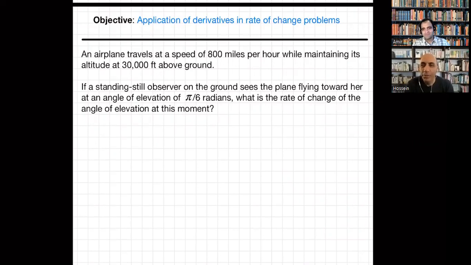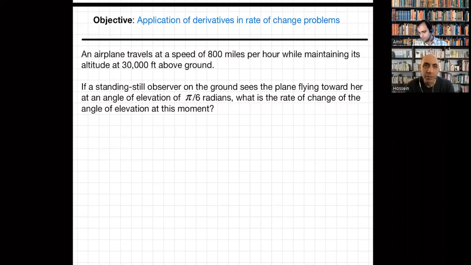So Amir, I have a problem for you today. It's about derivative in calculus. This time, I need your help solving this problem. This is about application of derivative, and it's about rate of change. So let me read that problem for you first.